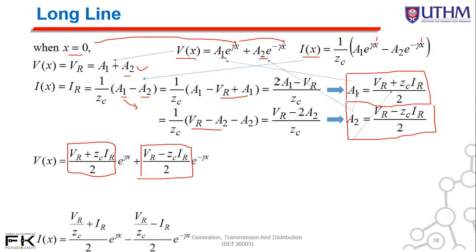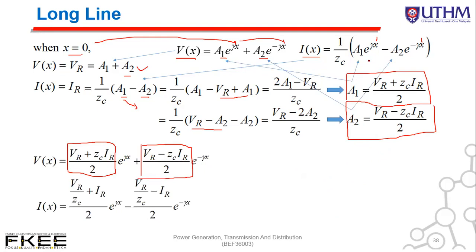Also, we can replace into the current equation. So we got current Ix equal to (VR over Zc plus IR) over 2 times e^(γx), and also (VR over Zc minus IR) over 2 times e^(−γx). So we have the equations now for the voltage and the current.